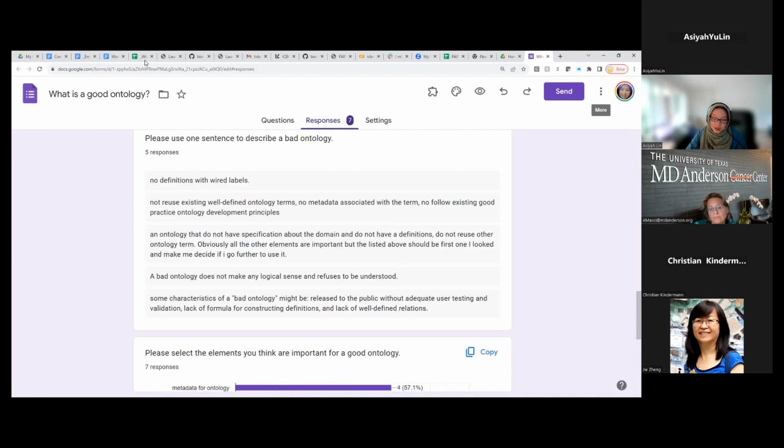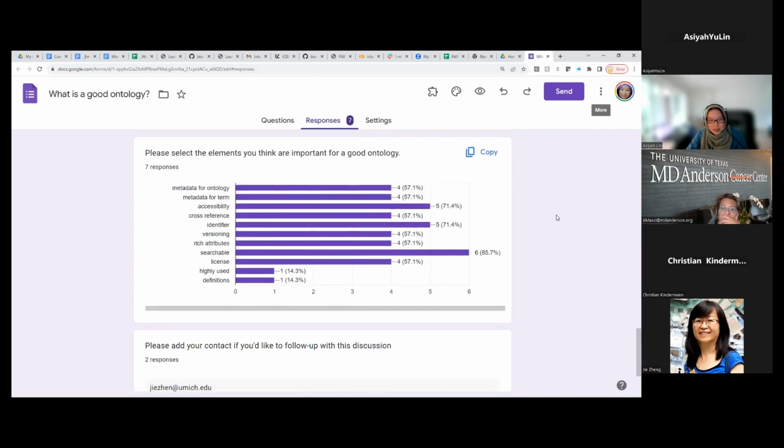So I encourage you all, if you are going to build ontologies, do not build those bad ontologies that we see. So then here is the selections. The most picked one is a little bit different with Fuji, what she did. It's searchable. People are picking searchable, accessible, and identifier, which others we all discussed a lot. Metadata for ontology, metadata for term.